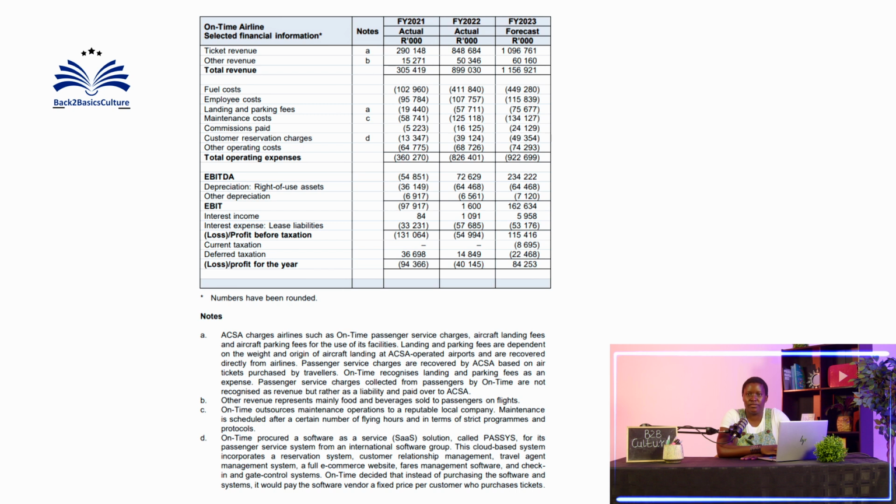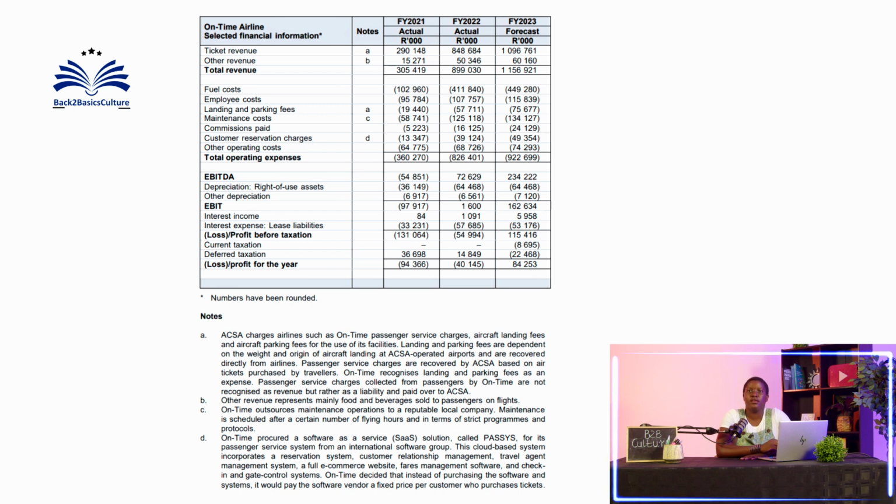I'm seeing customer reservation charges. Okay, what are those? And then we've got landing and parking fees. We've got depreciation of right-of-use assets. Okay, everything looks normal. Again, I'm going to leave that to you guys because I know you guys are pros at doing ratio analysis. But now the question is, how do you apply that ratio analysis?